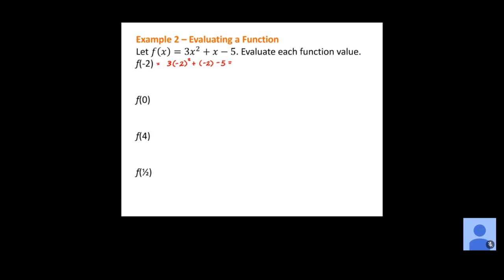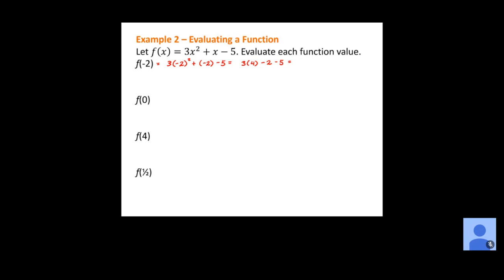And just like the previous one, when we have a negative value, be very careful and put it in parentheses, because when we square that value, it's actually going to become a positive. So for our order of operations here, we're going to square that first. So we'll have 3 times (-2) squared, which becomes +4. Plus a -2, I can just write as a -2, and then we have our minus 5.